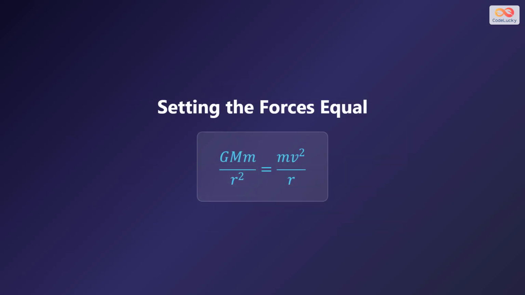Now comes the crucial step. For a stable orbit, we set these two forces equal to each other. Gravitational force equals centripetal force. This gives us G M m divided by r squared equals m v squared divided by r. This equation tells us exactly what conditions are needed for an object to maintain a stable circular orbit. It connects the properties of the central body, the orbital radius, and the required velocity.